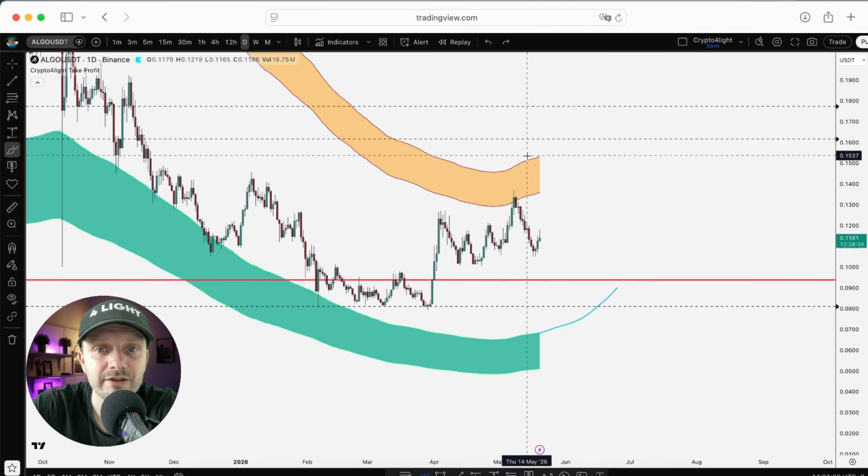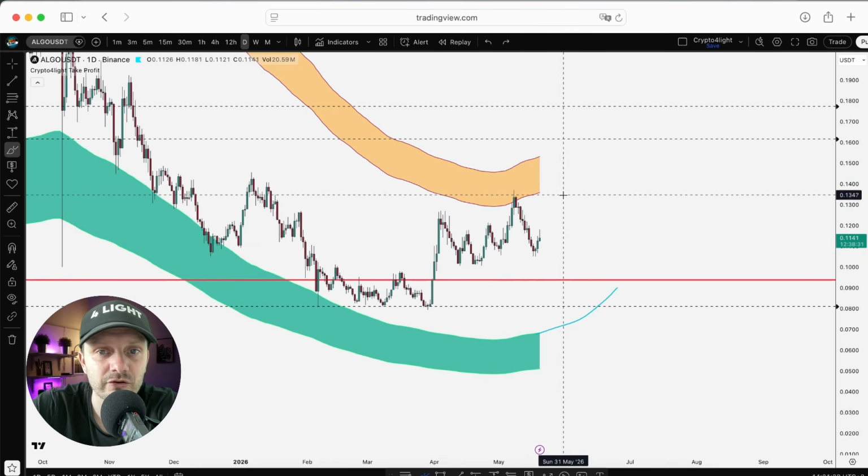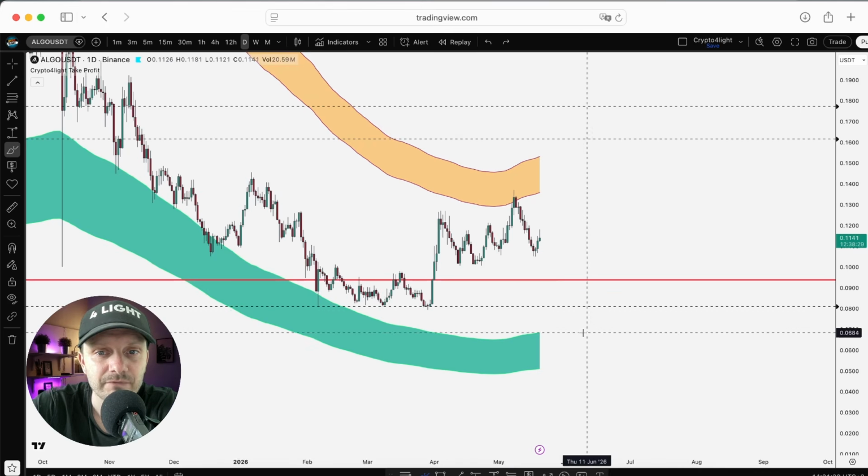That's why, guys, this zone is for the short position. Just add alerts to the lines and track it. And this zone is for the futures trade, this zone for the spot.